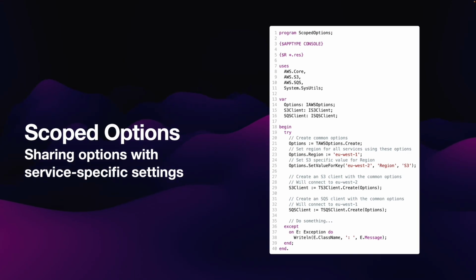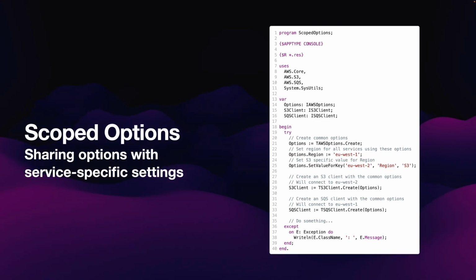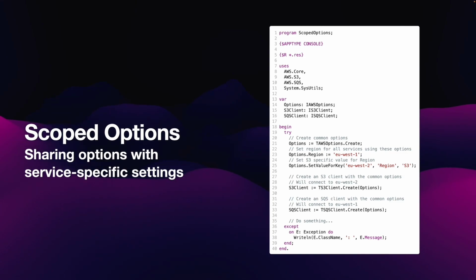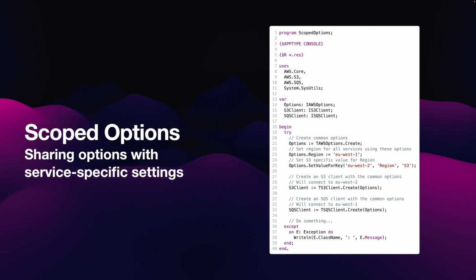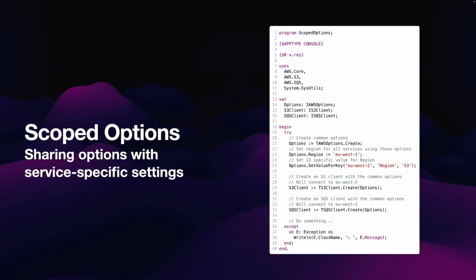Now this is almost exactly the same example as the previous example, except I just wanted to highlight that we have this concept of scoped options. So on line 25, the difference here is we are setting a value for region. We're setting the value EU West 2 for the region for the S3 service. And the key thing here is other clients, like the SQS client that's defined at line 33, are going to use the default region here on the options, which is EU West 1. But the S3 client instantiated on line 29, even though it's getting the same options, will use the EU West 2 region because it's an S3 client.